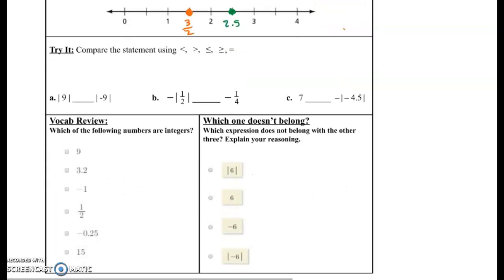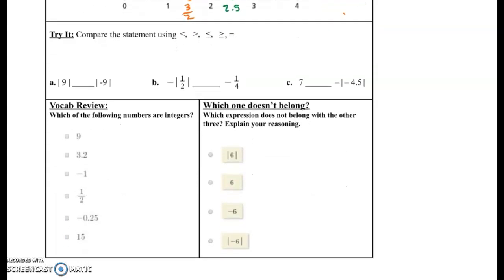So you are asked to complete the rest of it on your own. We're just going to check your answers. So first it said to compare the statements using our symbols that we had above. And so to do that, we need to find the absolute value of each one. So the absolute value of 9 is just 9. And the absolute value of -9 is just +9. So these two are equal because 9 equals 9.